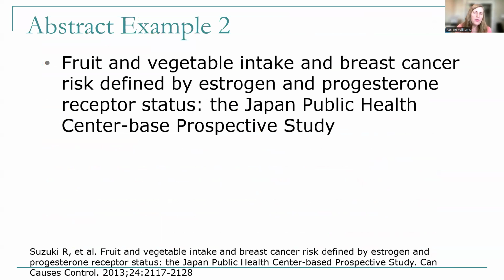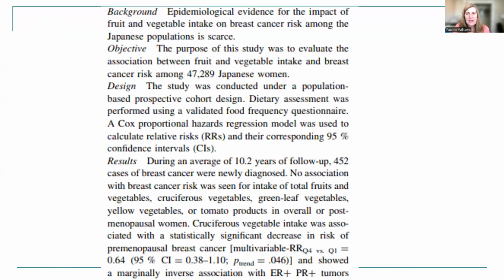All right, let's look at another one. This is titled Fruit and Vegetable Intake and Breast Cancer Risk Defined by Estrogen and Progesterone Receptor Status, the Japan Public Health Center-based prospective study. Quite a long title. Again, pause the video and look for words in the abstract that could cue you to the type of study.